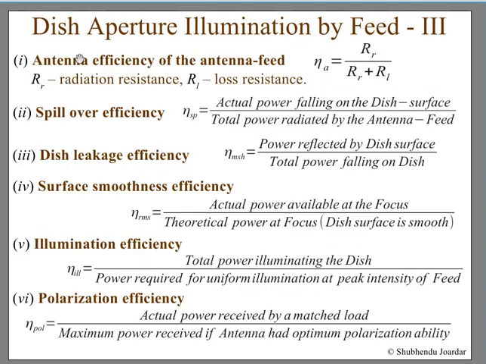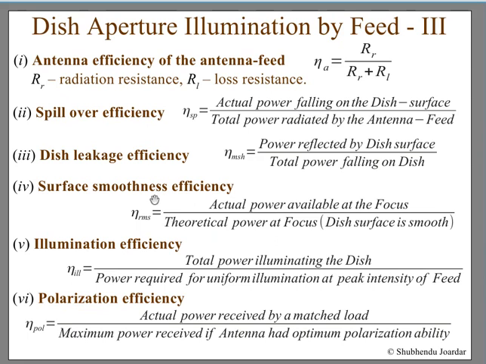So here are the definitions for this. The antenna efficiency, as I said, is radiation resistance divided by radiation resistance plus loss resistance. And the spillover efficiency, eta spillover, is the actual power falling on the dish surface divided by the total power radiated by the antenna feed. So the antenna feed illuminates the dish with some power, that is the total power, and the actual power is what falls across the dish surface. So this ratio is the spillover efficiency. And then dish leakage efficiency is the power reflected by the dish surface divided by the total power falling on the dish.